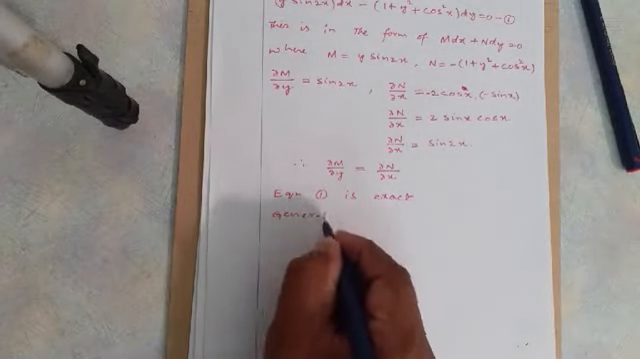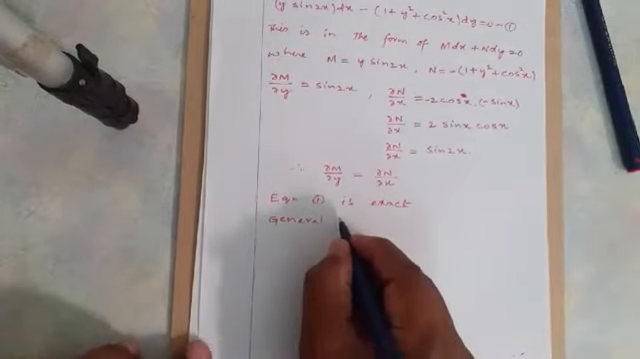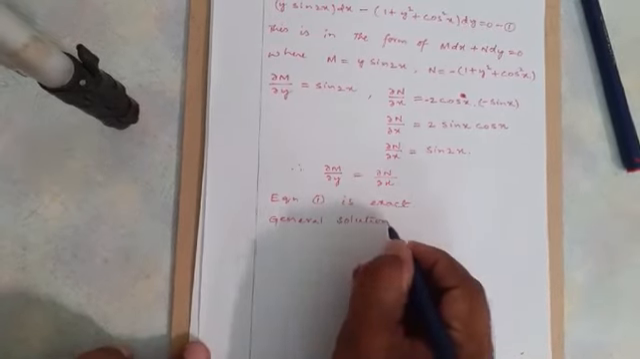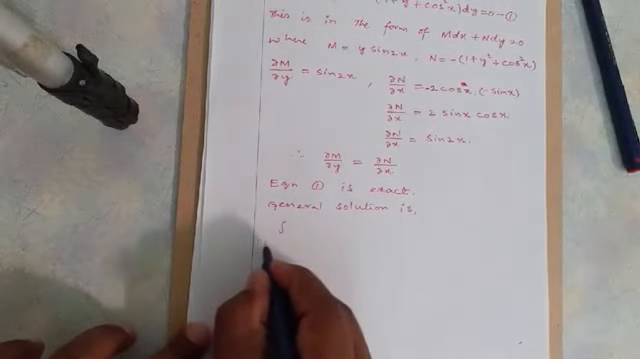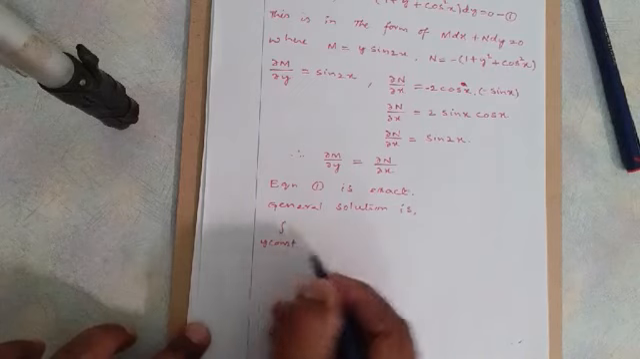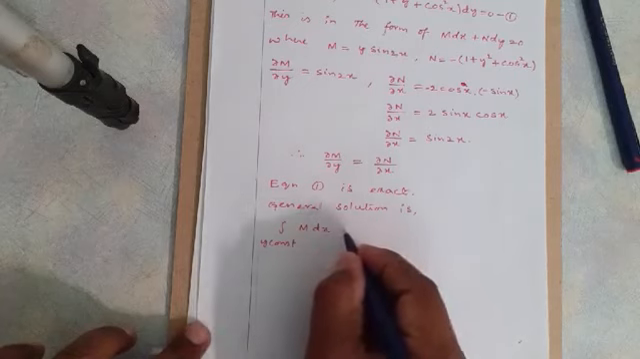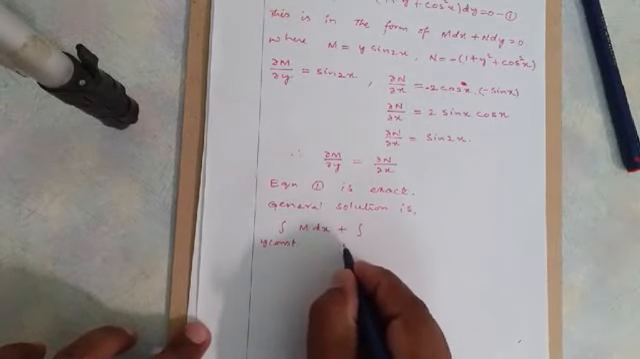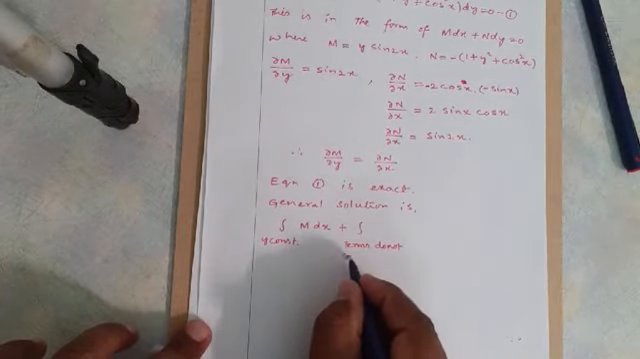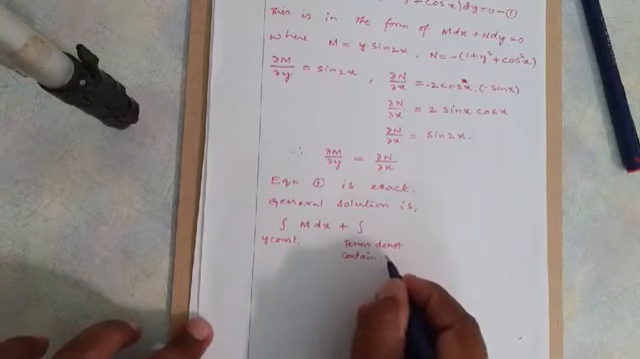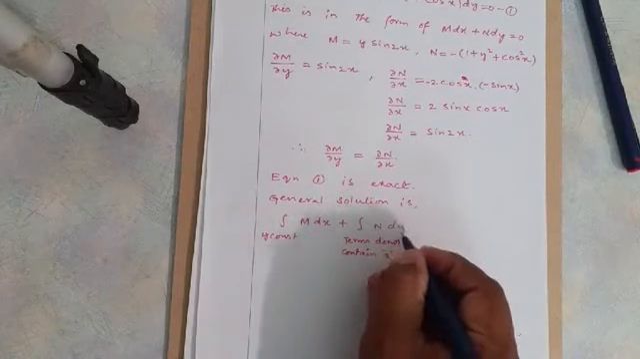General solution is integral. Here we write y constant, and here we write M dx, plus integral. We write here terms that do not contain x. Terms do not contain x. So here we write N dy is equal to c.